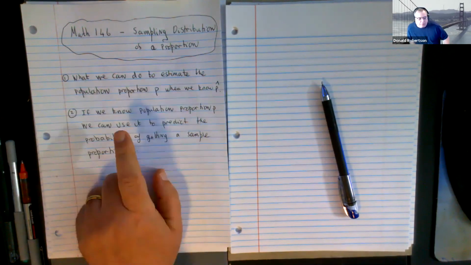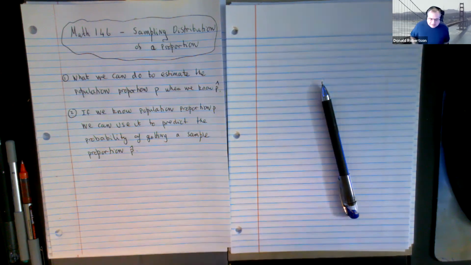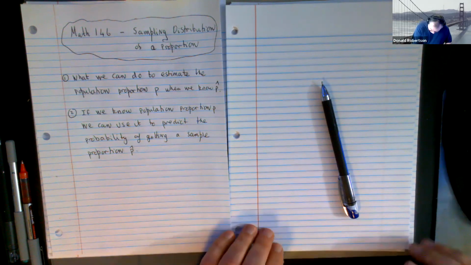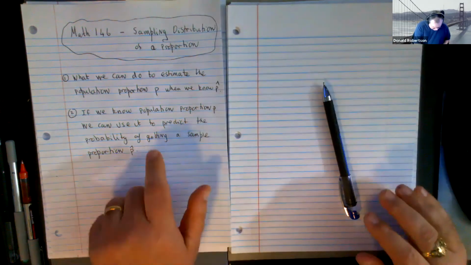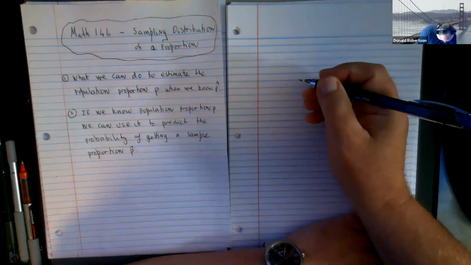And then the new thing that we're going to be looking at is that if you already know the population proportion, you can use it as a predictor of what you might get from a sample. And you might think, well, I don't think that's going to be very helpful, but sometimes this number 2 can also be helpful. So let's do number 1 again.